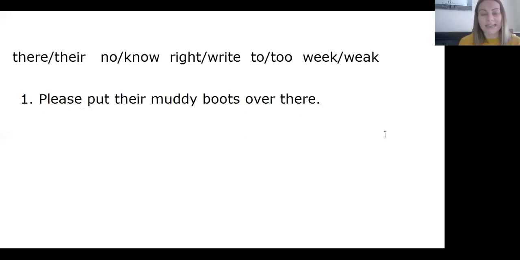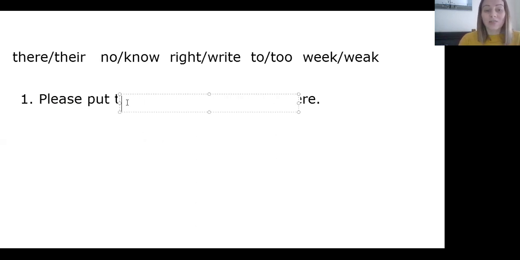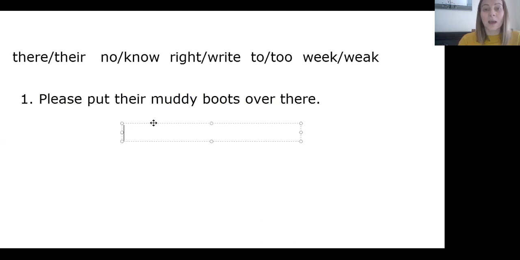Okay, so as you can see, I've written up our homophones for today all along the top of my screen. Now underneath there's a sentence, and what I've done is used the homophone there, and I've used the correct spelling in the correct place to show the correct meaning within the sentence. So it says, please put their muddy boots over there. Their, as in the boots that belong to them, so possession. And over there, as in the place over there.